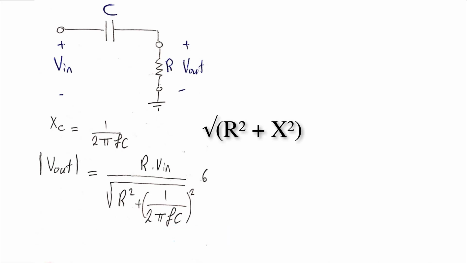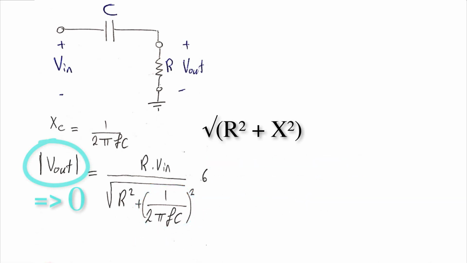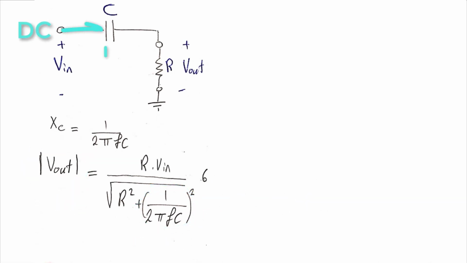Now to see the beauty of this simple circuit, let's apply DC voltage at the input. As we know, DC voltage has zero frequency. By applying this to the output voltage amplitude formula, this term will go to infinity, which will lead the output voltage to go to zero. This means that this circuit blocks DC voltage.